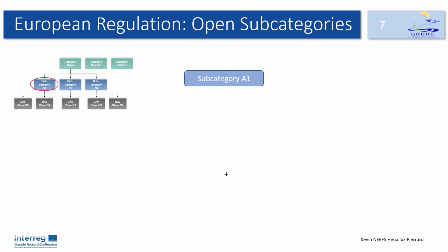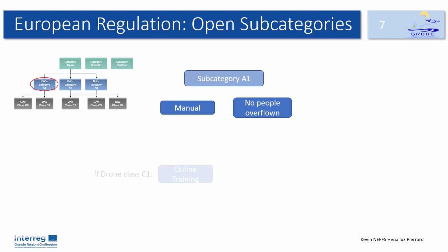Now we will approach the subcategories in the open category. The first one is the A1. To fly in this subcategory, the pilot has to be familiarized with the user manual of the drone. The operation must be conducted in such a way that a remote pilot of the drone does not overfly assemblies of people and reasonably expects that an uninvolved person will not be overflown. In case of the use of a C1 drone, complete an online training and successfully pass the examination.